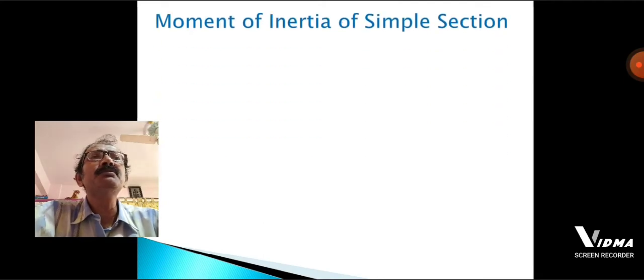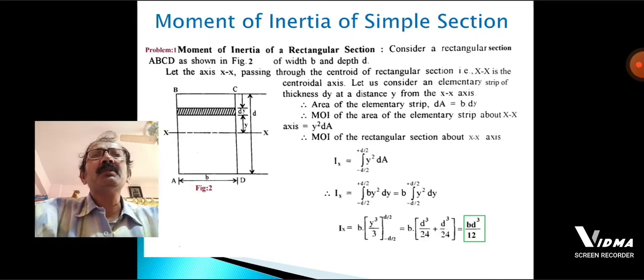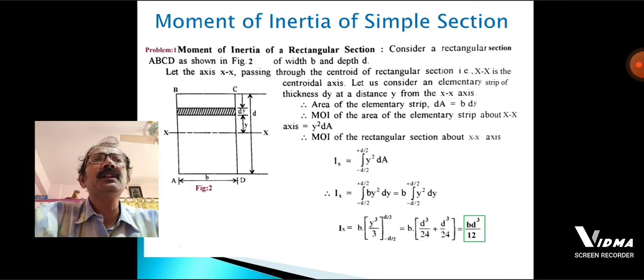Now, moment of inertia of simple sections. Suppose a rectangular section. In problem number 1, we have to calculate the moment of inertia of a rectangular section. In figure 2, there is a depth d and a width b, and the axis is passing through the centroid. Let us consider a small strip of thickness dy at a distance y from the reference axis, that means the centroidal xx axis.